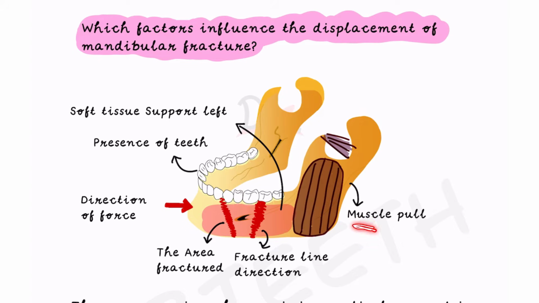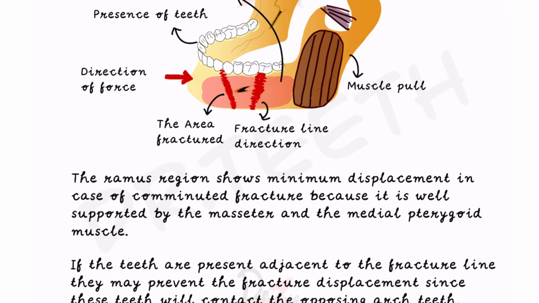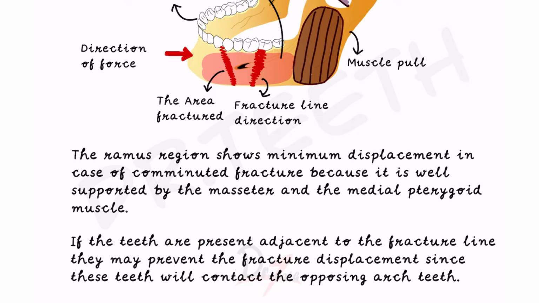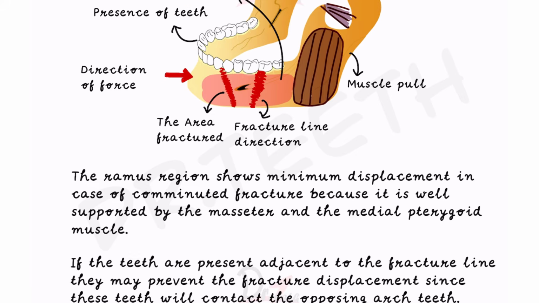And that's what makes a fracture favorable or unfavorable, along with the direction of the fracture line. Then whether teeth are present or not present. If the teeth are present adjacent to the fracture line, they may prevent the fracture displacement since these teeth will contact the opposing teeth.